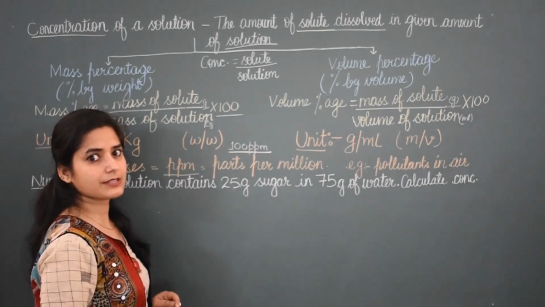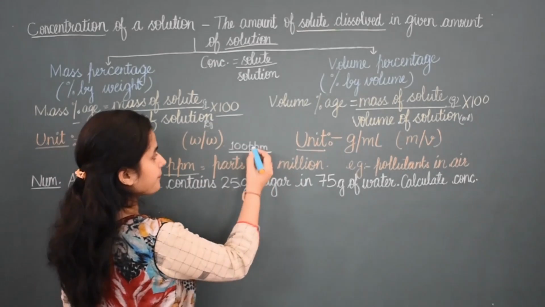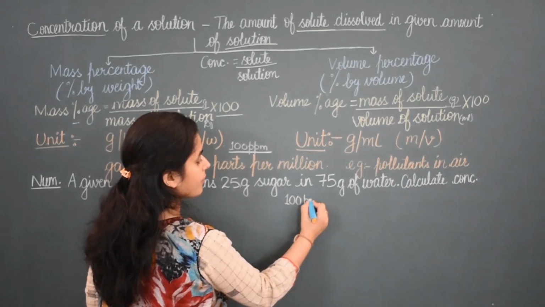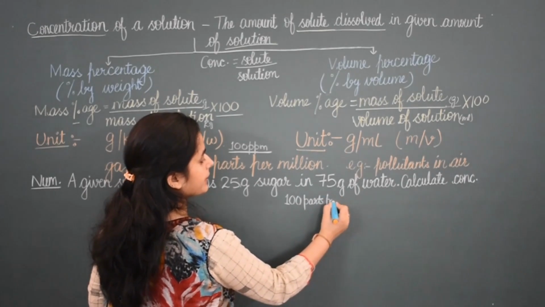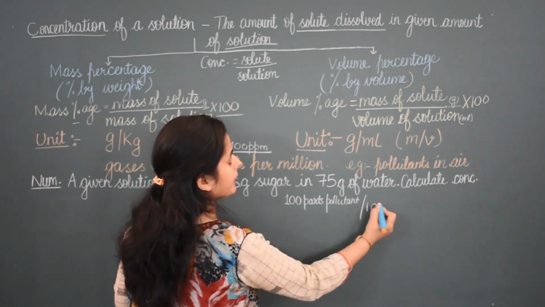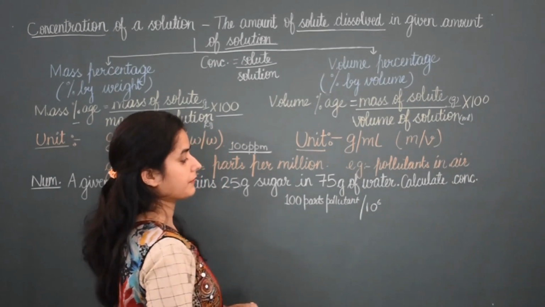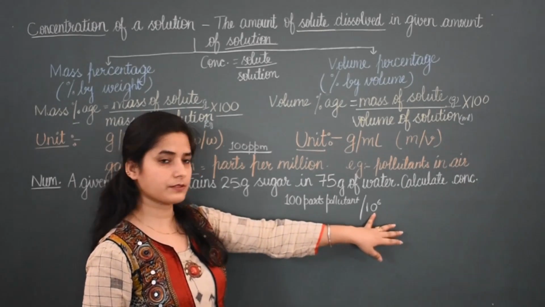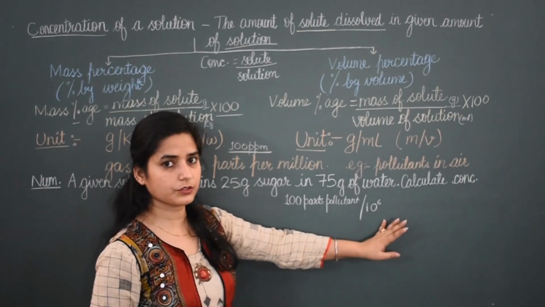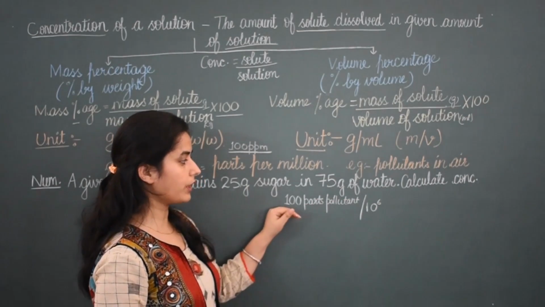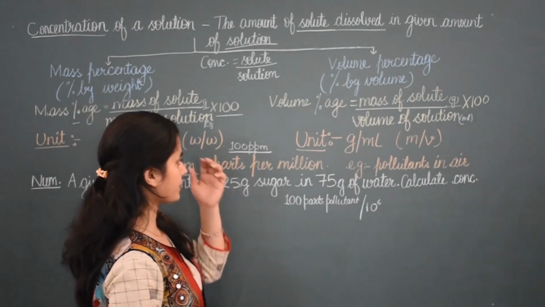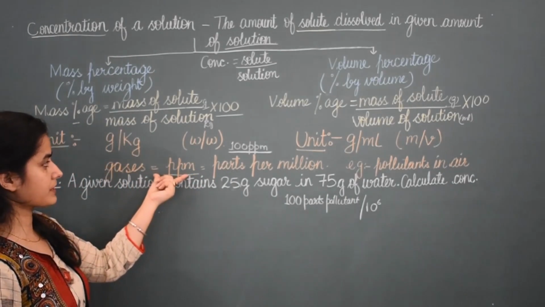What is the meaning of this 100 ppm? It means 100 parts of pollutants present per million. 1 into 10 raised to power 6 makes a million, meaning how much pollutants are present in 1 million parts of air. So this way ppm is measured.